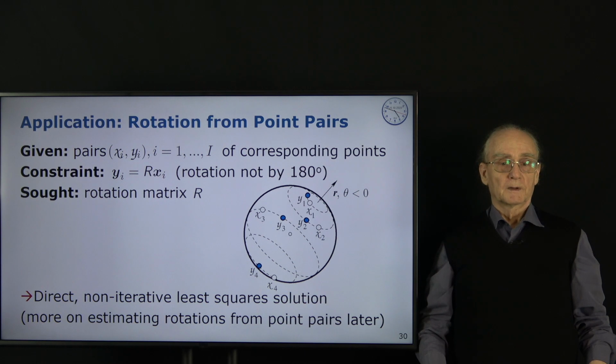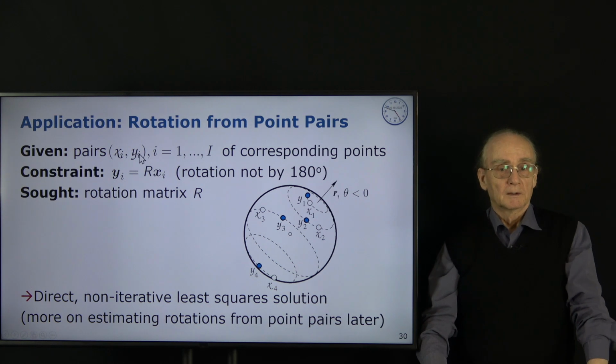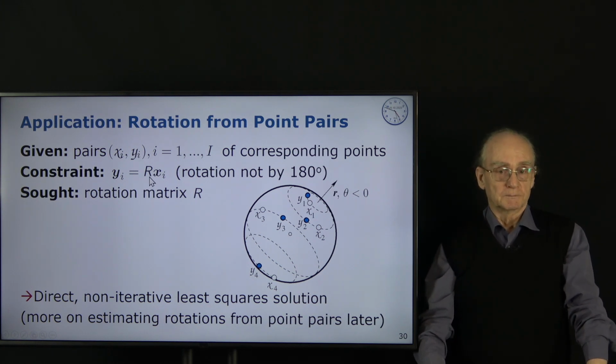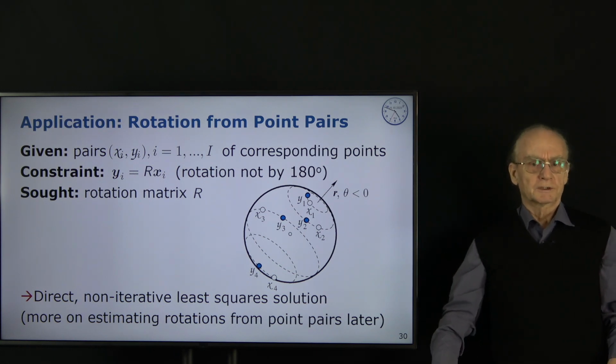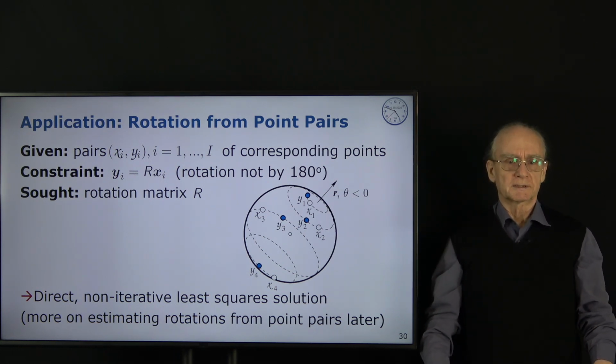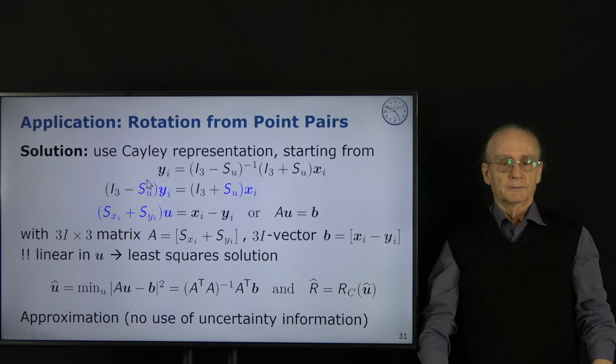And the question is now, given these pairs of points before and after the rotation, how can we determine the rotation? And I show you a direct non-iterative least square solution. We will discuss this problem, rotations from point pairs, later more extensively with 1, 2, and 3 points. So we use Cayley's representation and start from the basic relation. So we take the point x_i, multiply it with the rotation matrix, which is this one, and get the point y_i.